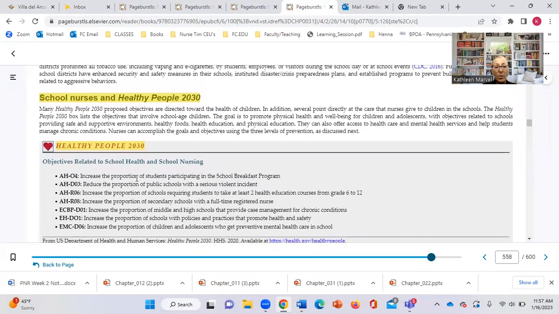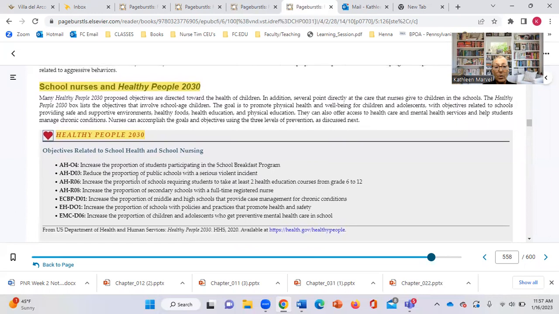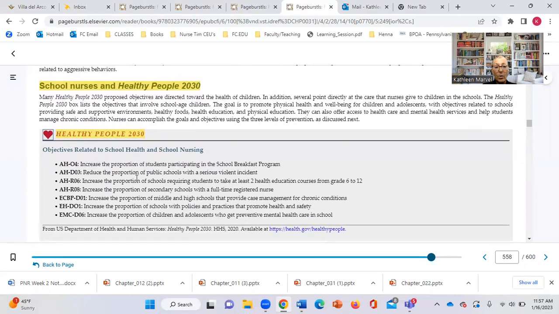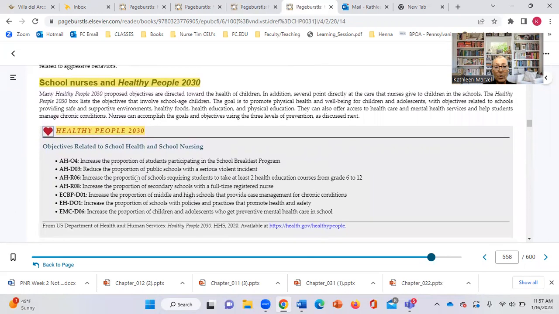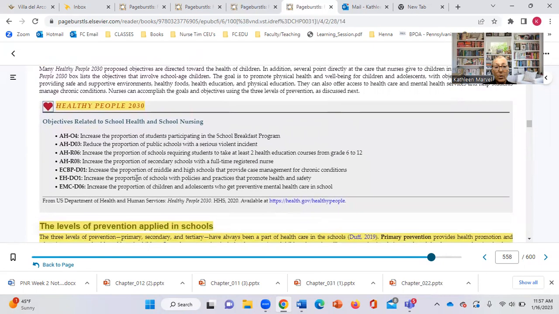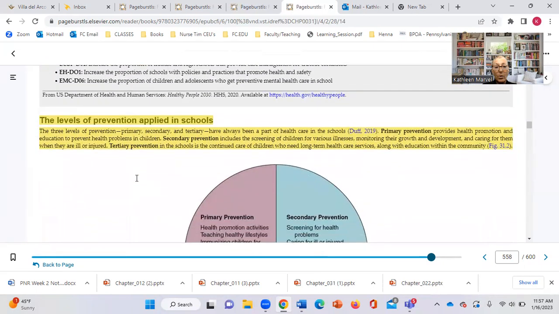Healthy People 2030 has a significant number of objectives related to school nursing, so please have a look at those. And here's the big introduction to primary, secondary, and tertiary. There are three levels of prevention. We're talking about this in the school setting for now. Primary, secondary, and tertiary has always been part of healthcare in the schools.